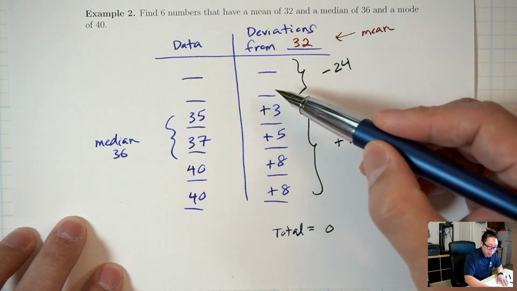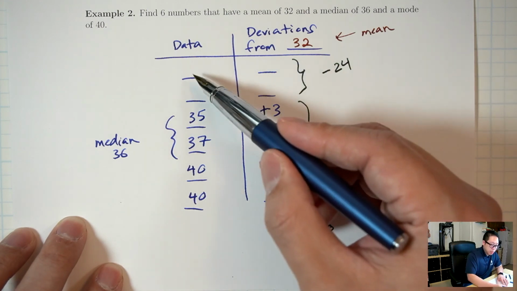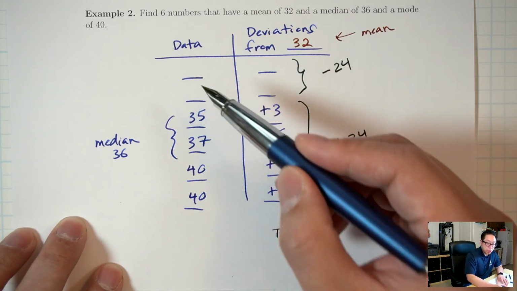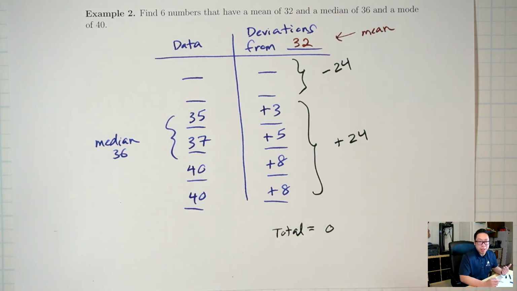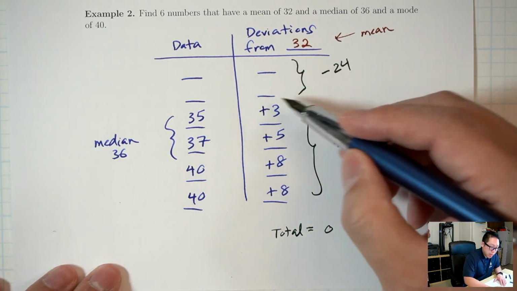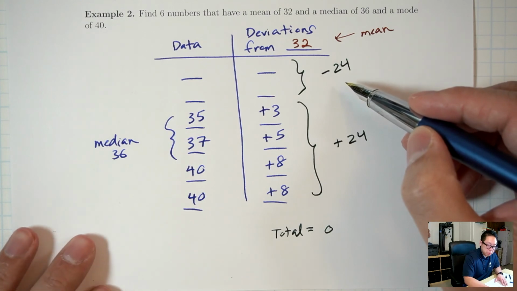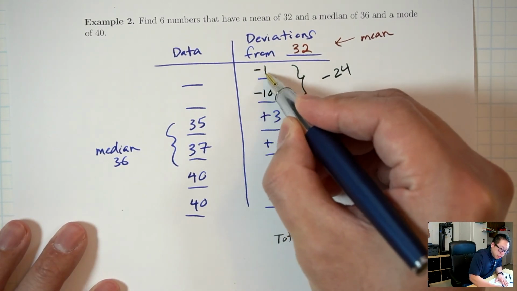Okay, and once again, I don't want to pick two same numbers, because if I pick two same numbers, these two data values will be the same, which means I'll have a tie with the two 40s, and I'll have another mode. And I don't want another mode. I just want 40 as the one mode. So I want two numbers here that will add up to be negative 24, that are different. So I'll go with negative 10 and negative 14.